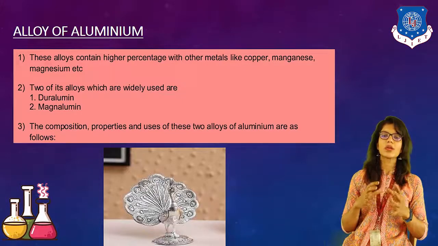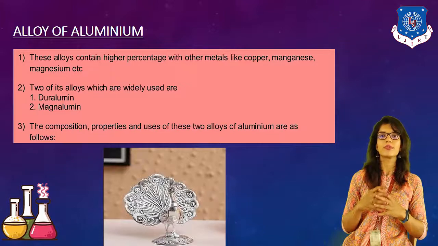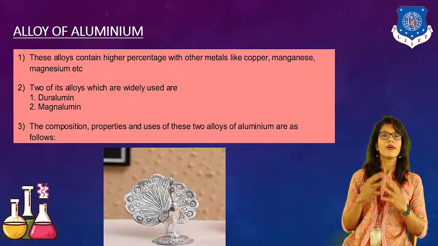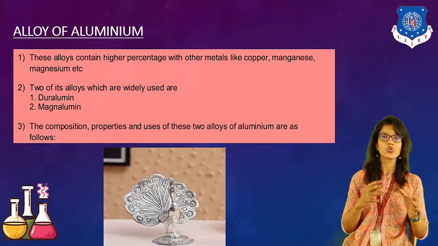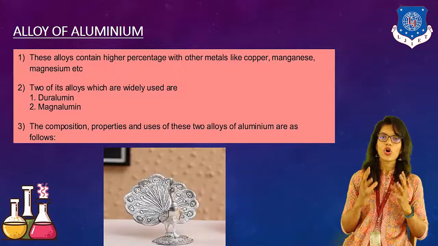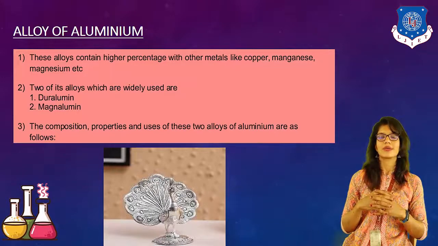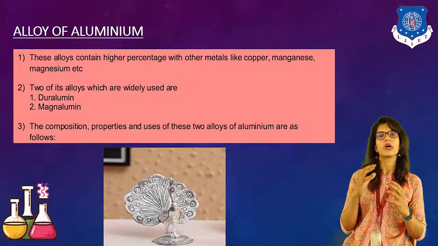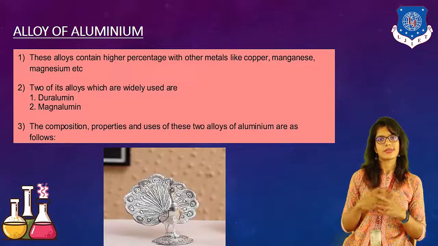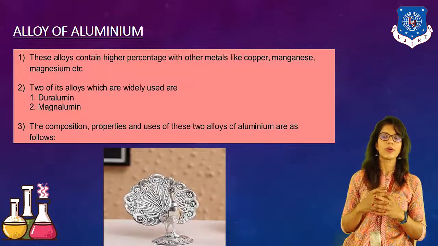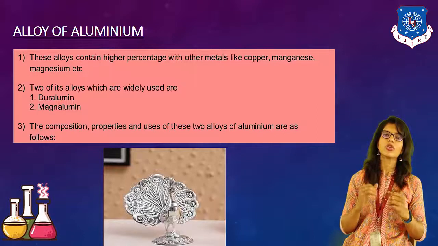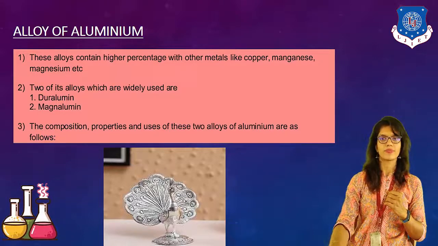They are widely used. As you can see in the image, the peacock is made up of duralumin. So we can use them to manufacture sculptures. We can use them in our day-to-day life, like lamps, or generally the common street lights, and chairs. Furniture nowadays is manufactured from aluminium alloys. So it is very common when we talk about the alloys of aluminium.